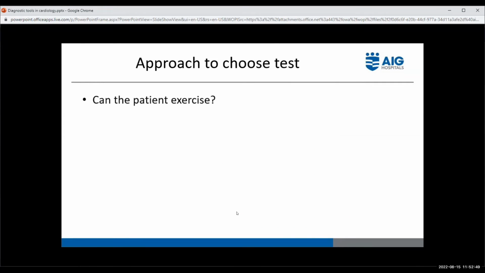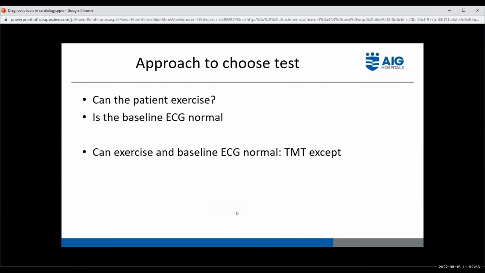So the approach to choose a test for the patient: can the patient exercise or not? Is the baseline ECG normal or not? If the patient can exercise and the baseline ECG is normal, TMT is the ideal option.